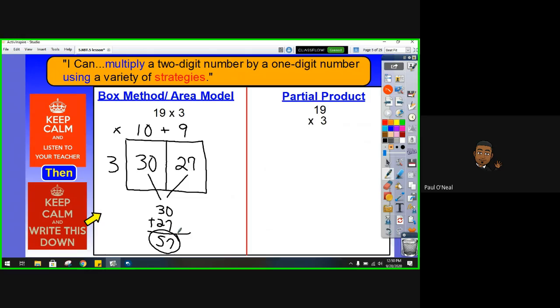Now let's do the same thing, but use the partial product, okay? So partial product simply means we're taking parts of our number, and which, of course, are products, and we're going to form it and put it together.